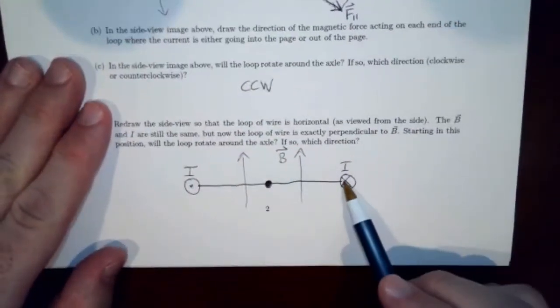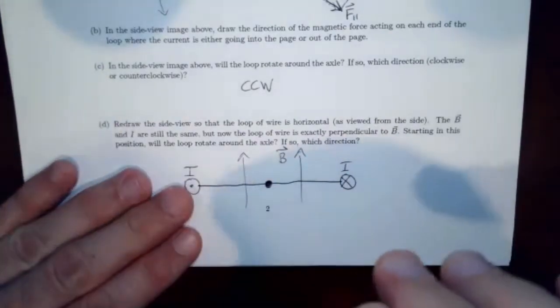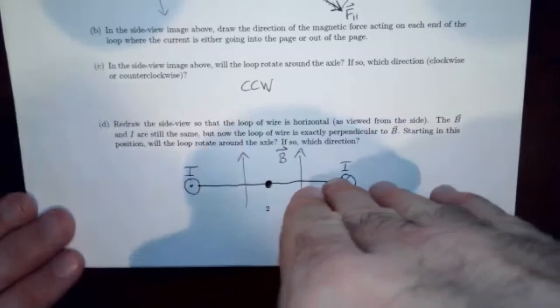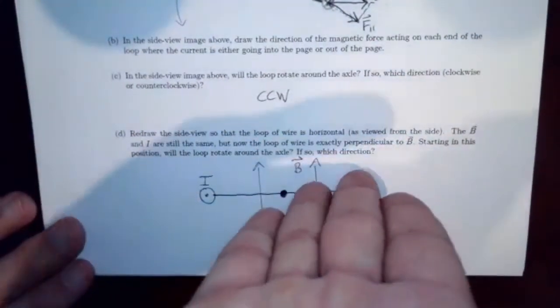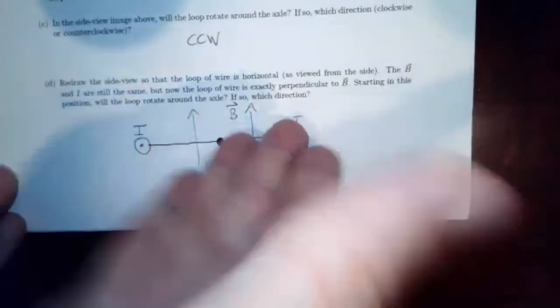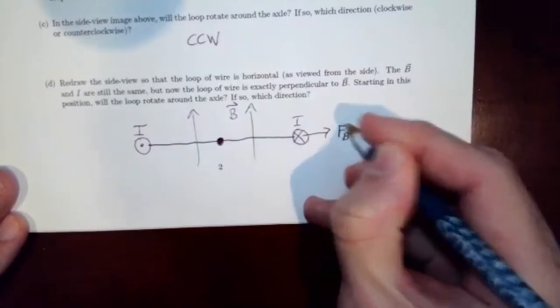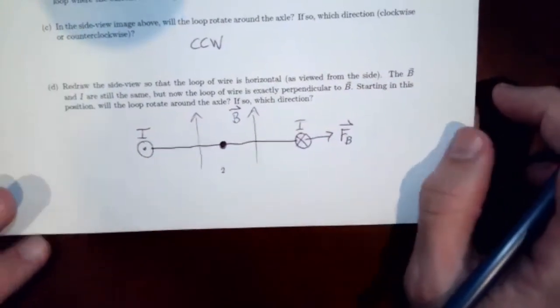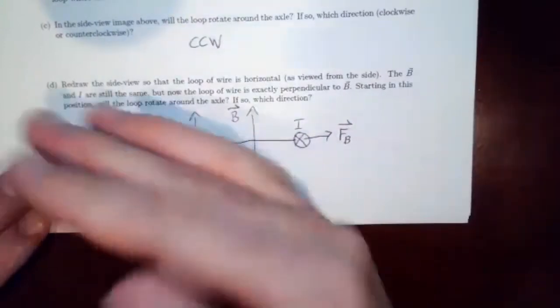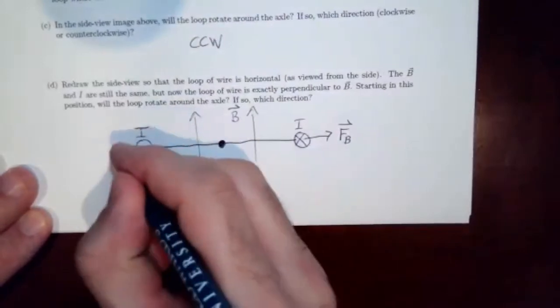Well, here, I is into the page, so fingers go in. B is towards the top of the page, so I flip my hand around so my palm points towards the top of the page. And my thumb is going to the right. That's the force of the magnetic field on that current. Over here, fingers come out, palm points towards the top of the page, my thumb is pointing to the left.